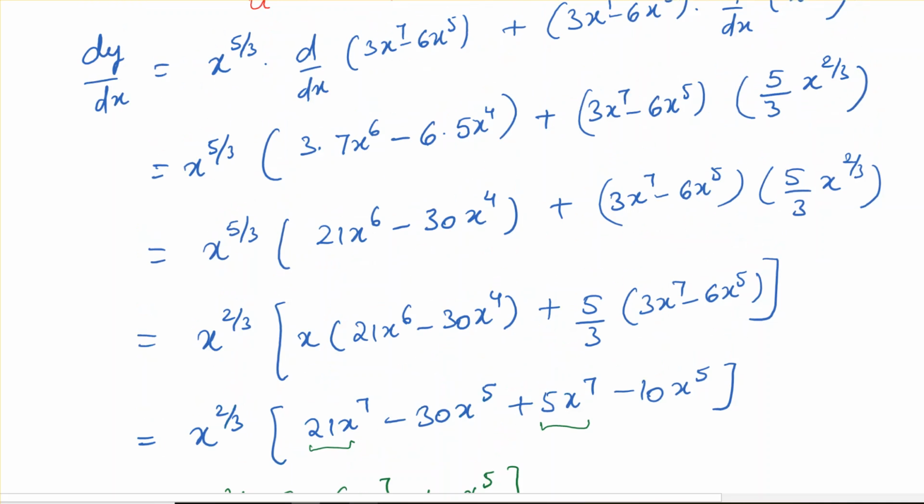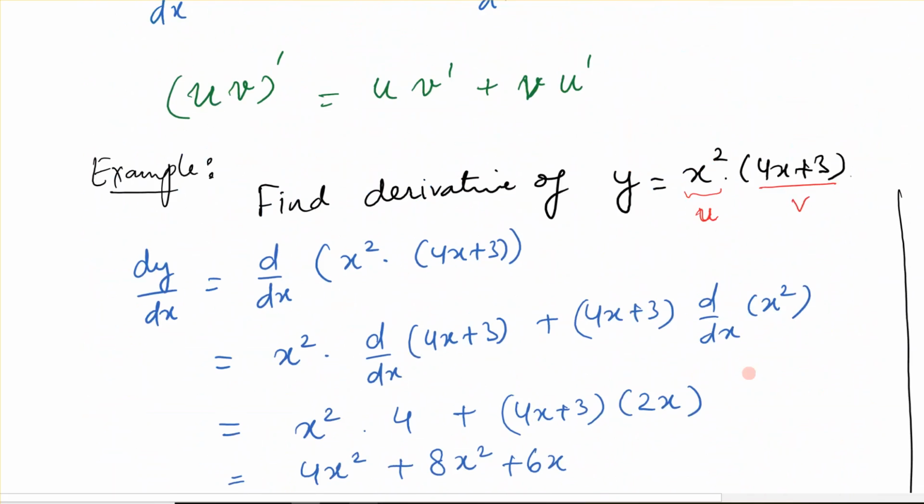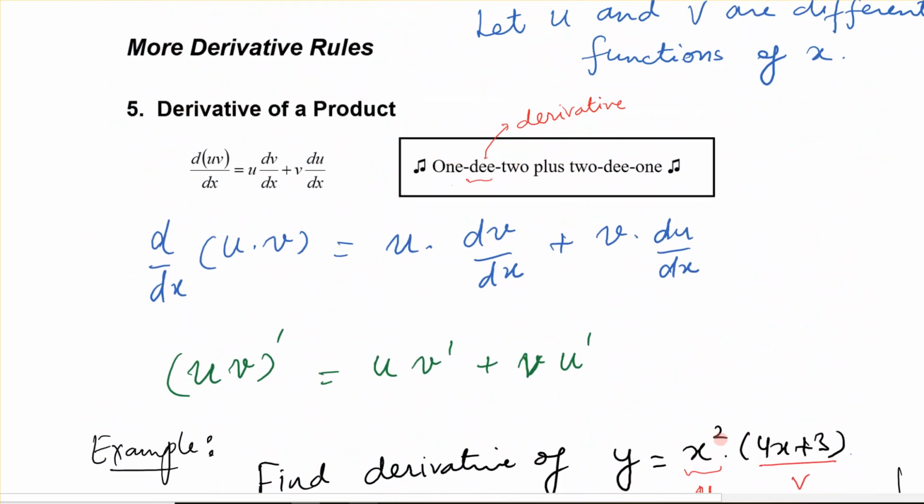For the product rule, you go first function as it is, derivative of the second, plus second function as it is, derivative of the first. That's what the product rule of derivative is all about. And you can always sing your song and have all the fun.